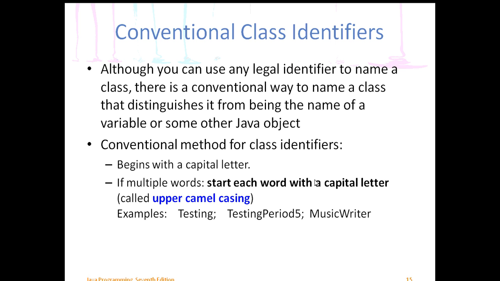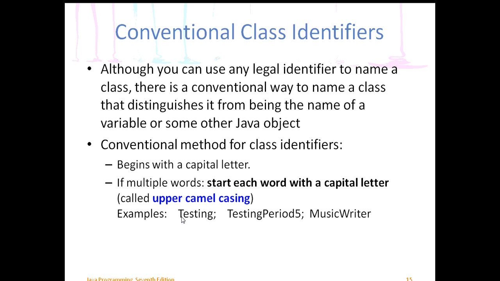And so if you see down here with an example, here's MusicWriter. So 2 words together, no space in between. You capitalize Music, capitalize Writer. This is called upper camel casing because you start high, go low, high, and then low, like the back of a camel.